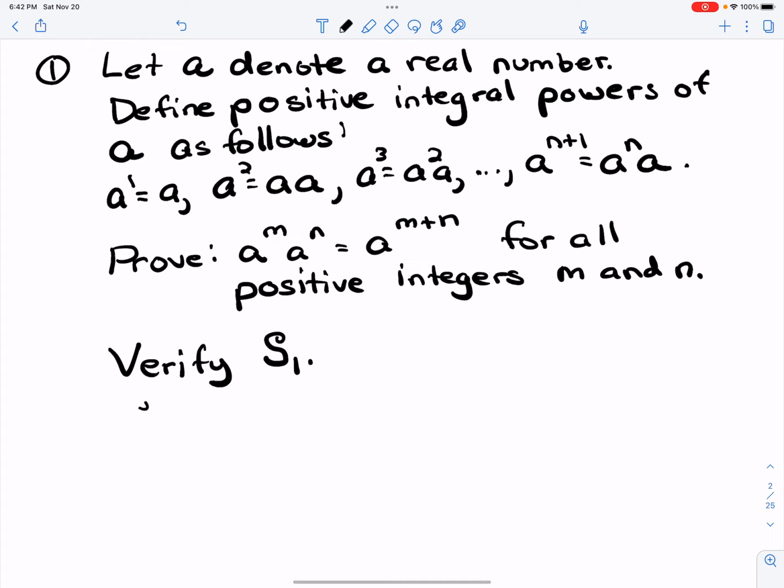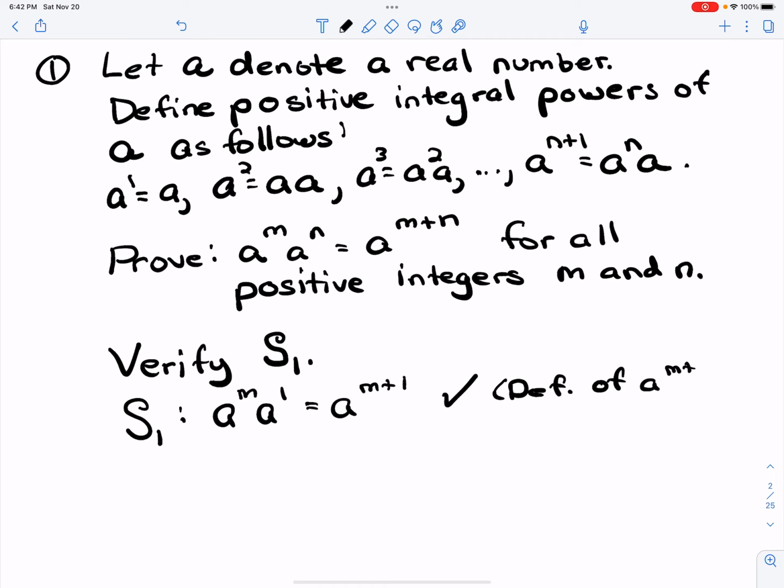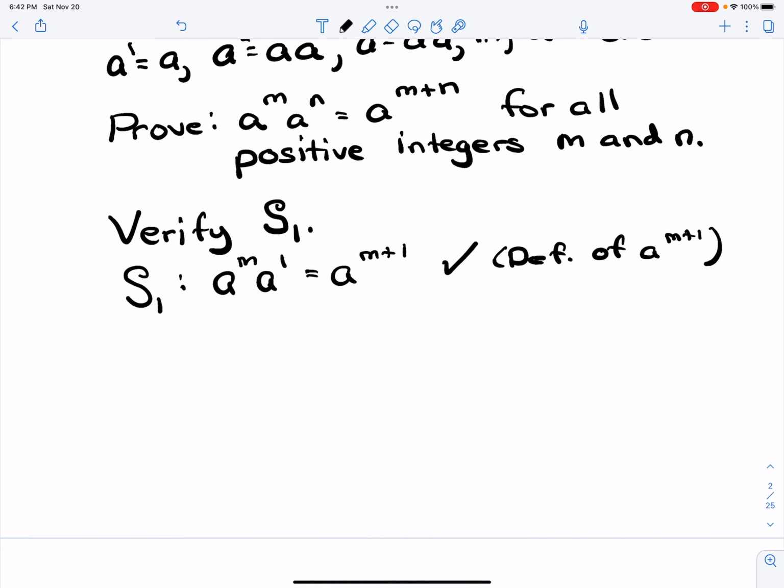Okay, so S sub 1, you can say A to the m times A to the first. We need to verify that it equals A to the m plus 1. Well, yeah, we can say that by the definition of A to the m plus 1. Okay, so S sub 1 works. So now we write S sub k and assume true.